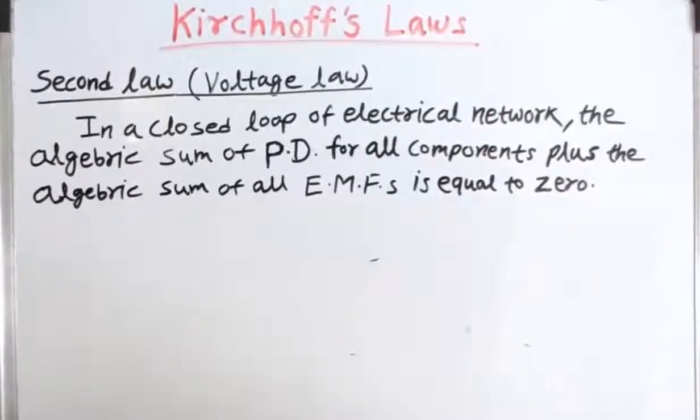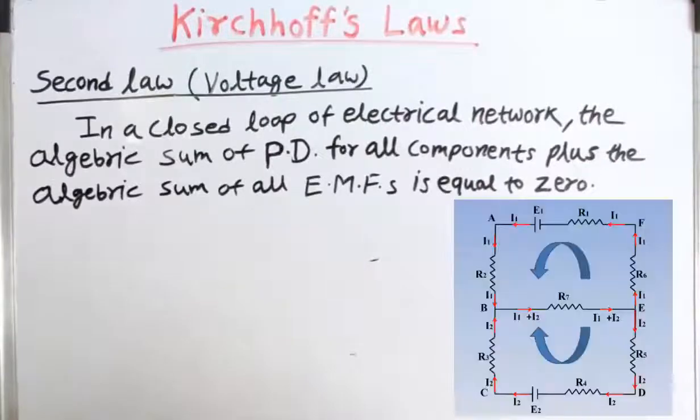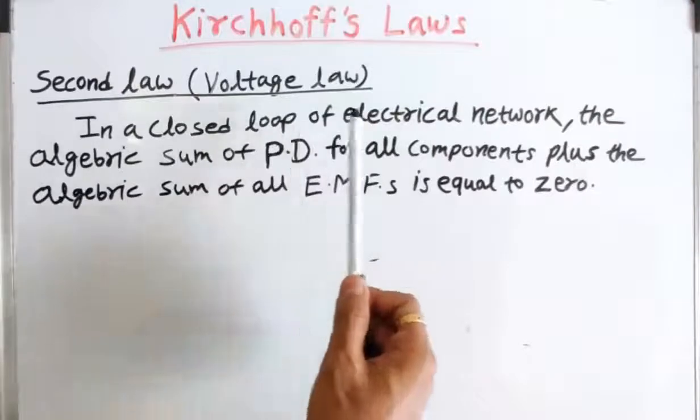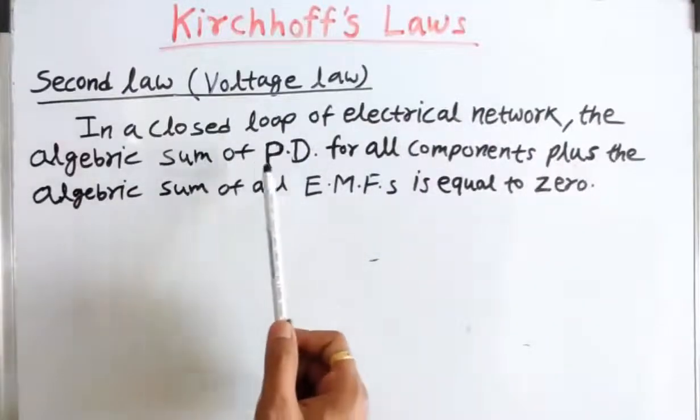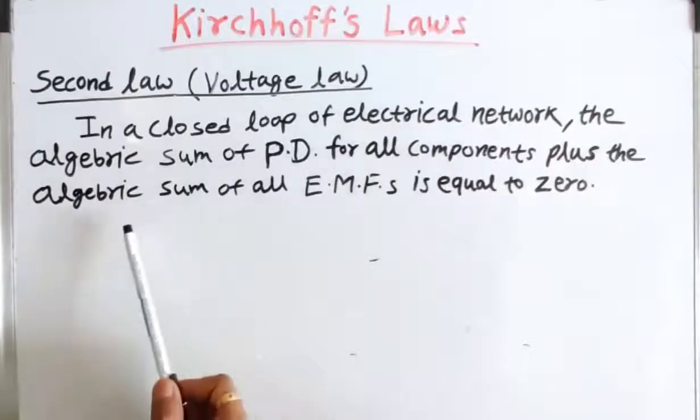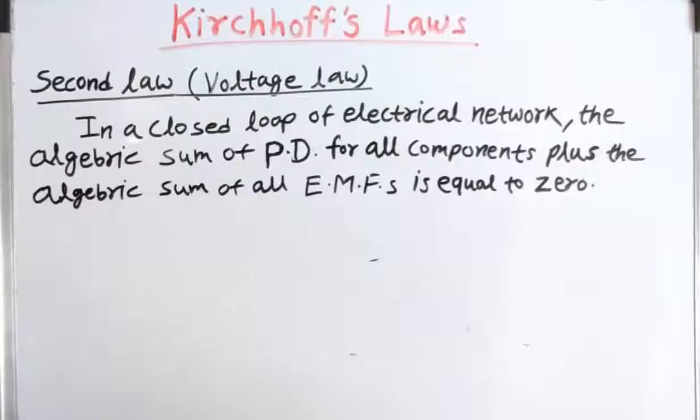Now we will discuss Kirchhoff's second law, which is applicable to the electrical network. An electrical network is nothing but a combination of various electric circuit elements, or components, and sources of EMFs which are connected in a complicated manner. Let us have a look at the statement of Kirchhoff's second law, which is also called the voltage law. In a closed loop of an electrical network, the algebraic sum of potential differences for all the components plus the algebraic sum of all the EMFs is equal to 0.